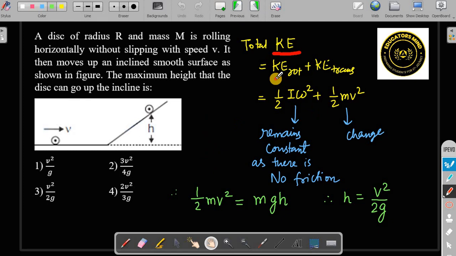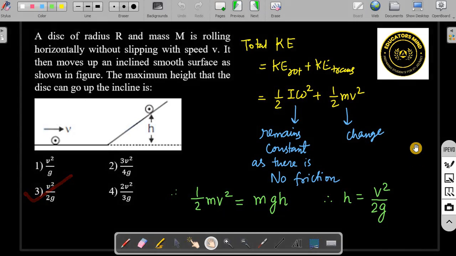So the total kinetic energy is made up of rotational and translational. The rotational kinetic energy, half I omega square, doesn't change, it remains the same, but the translational kinetic energy is going to change as it is climbing up. The energy which is converted into potential energy is the translational kinetic energy. At the bottom, the translational kinetic energy is half mv square. Finally, at the top, there is no translational kinetic energy, only mgh. So the total potential energy becomes half mv square, and from here h is equal to v square by 2g. Simple, right? Option 3. Then let's go to the next.